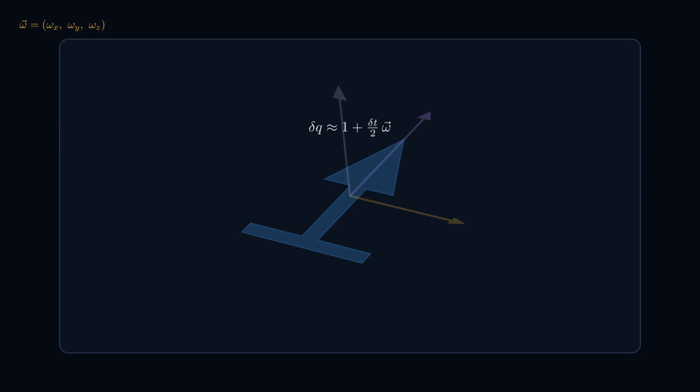Writing omega now for the pure quaternion: 0, omega x, omega y, omega z. Composing this small extra rotation with the current attitude, q of t plus delta t approximately equals q of t composed with delta q, which gives q of t plus delta t approximately equals q of t plus delta t over 2, times q of t, times omega. Rearrange, and take delta t to 0, forming the derivative directly from its definition. Q dot equals 1/2 times q times omega.